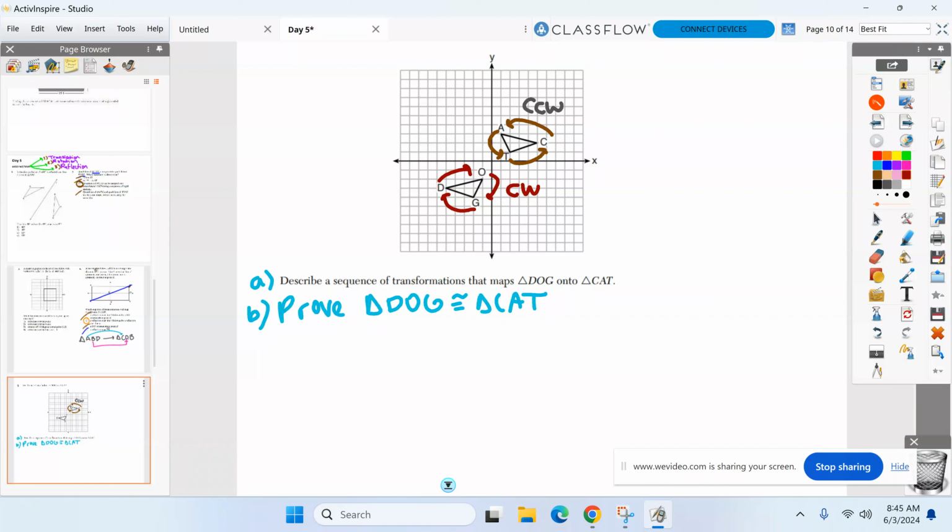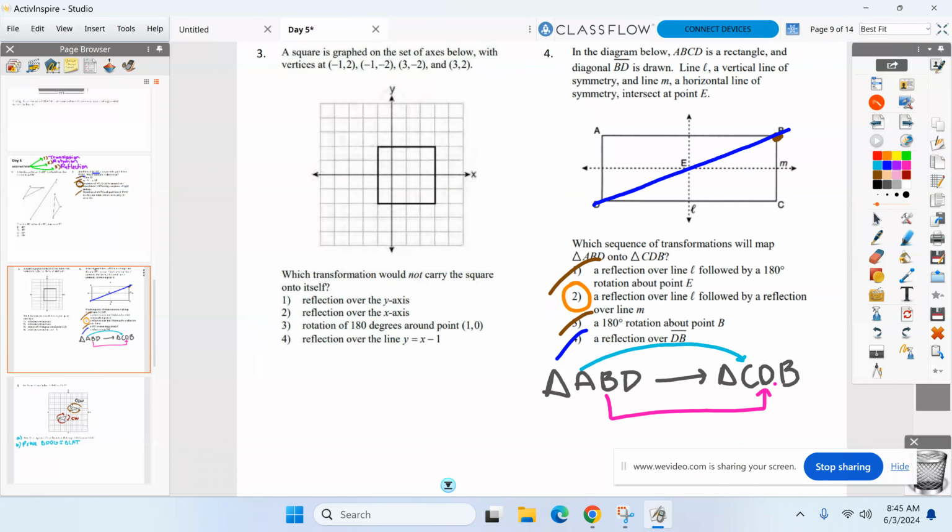Okay, so D's got to go to C, O's got to go to A, and G's got to go to T, similar to the multiple choice. I want something like this. All right, what gets that triangle on top of that? And be specific too, because I just don't want the words reflection, translation. A reflection over what? A translation, how many right, how many up, how many down, etc. Okay, that's what I'm looking for here.